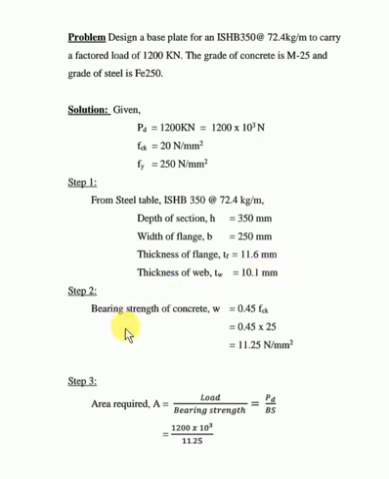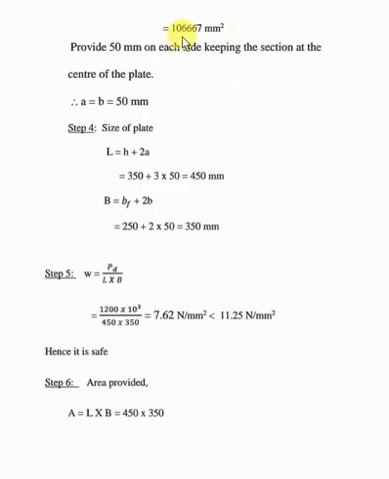Then in step number 2, we'll find out the bearing strength of concrete, W equal to 0.45 FCK. We'll get it as 11.25 Newton per mm square. So it is done correctly here by taking 25. So you just make the correction here. Then in step number 3, we have the area required, which is equal to load by bearing strength. We'll put the values and then we'll get the area as 10667 mm square.